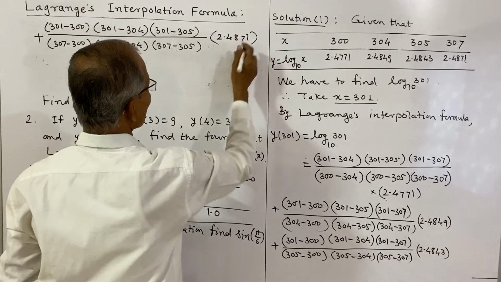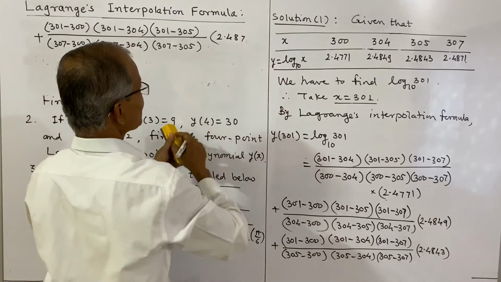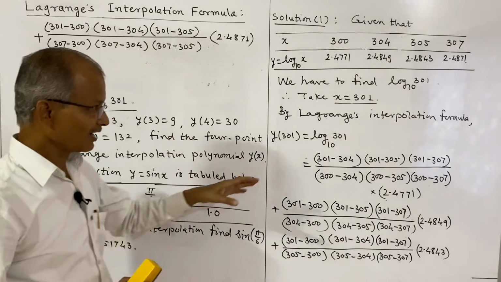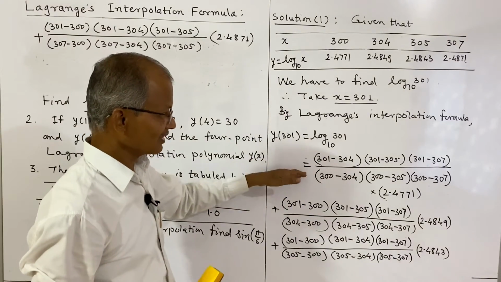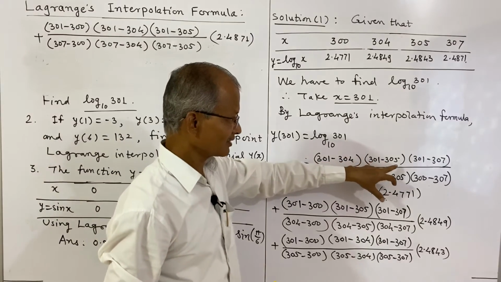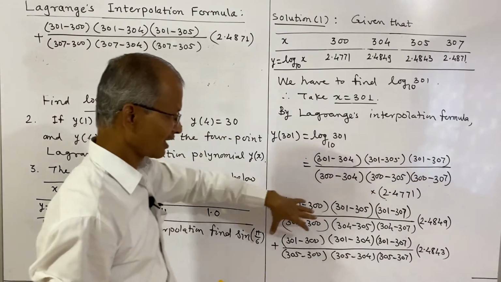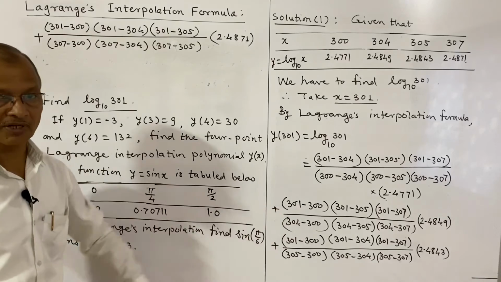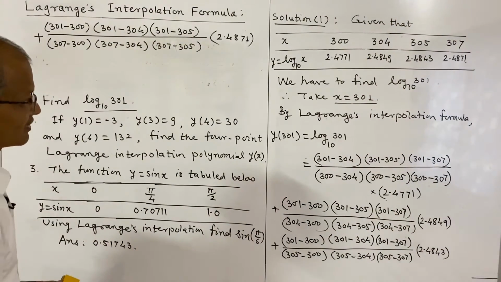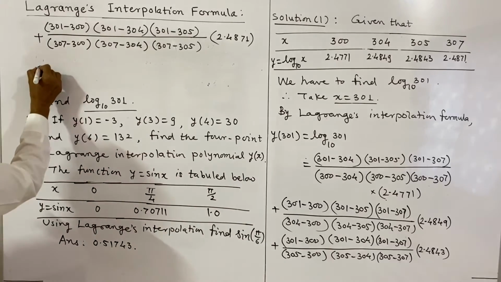So in this way we have to write the Lagrange's formula correctly. So this step is important. I have not written the formula. Earlier we have seen the formula, which is x minus x1, x minus x2, x minus x3, etc. And directly we have substituted these values. Now the simplification can be done for these values.